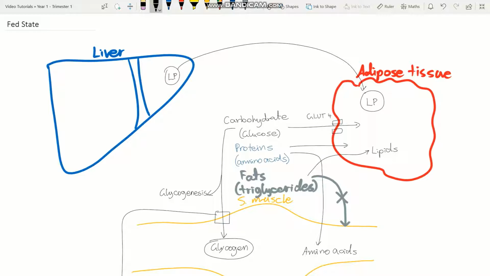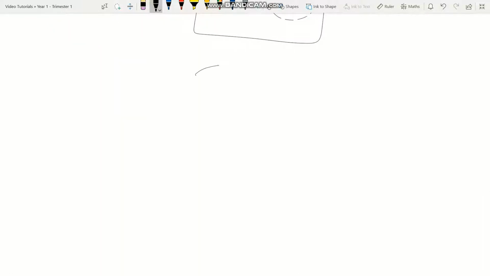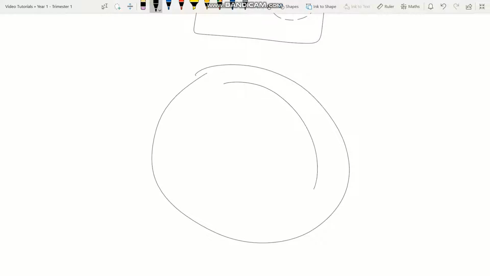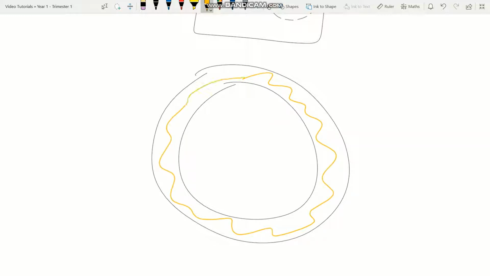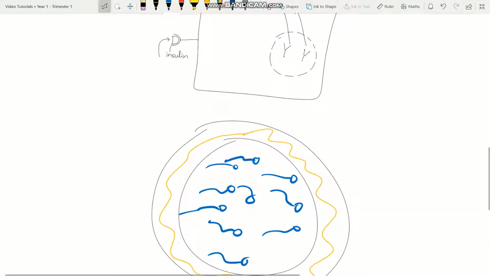So these lipoproteins, if we just quickly go through a very basic structure of them, they are essentially a protein casing. So imagine that this entire border is protein, and they contain many different triglyceride, monoglyceride, diglyceride chains within them in order for them to be stored in the adipose tissue.